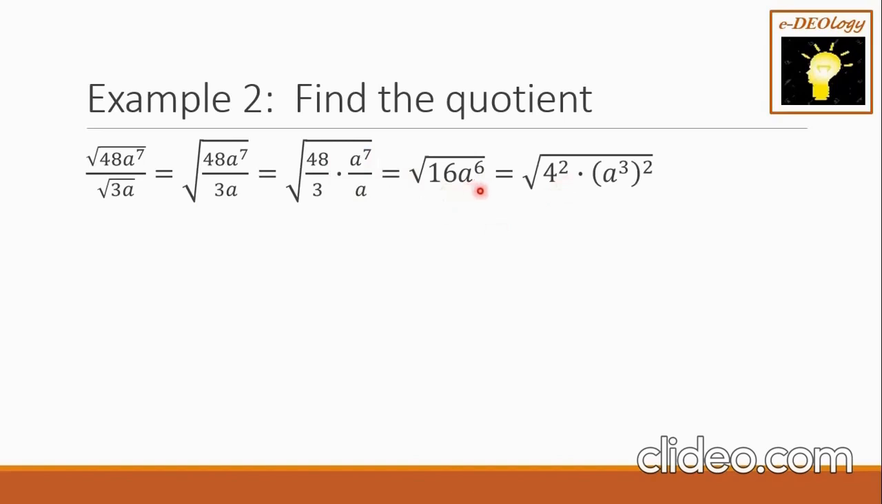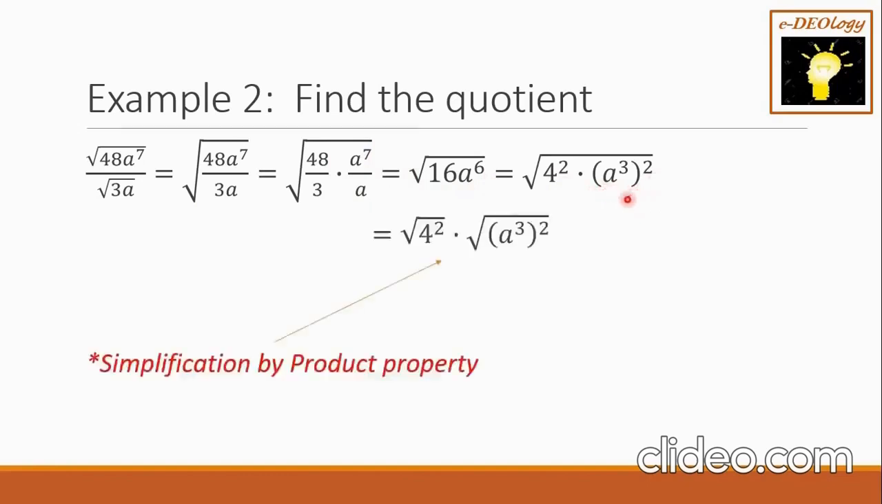And then for the a raised to 6, we're going to represent this by a value with power 2. And inside the grouping symbol is a cubed. Next, we're going to distribute the square root into each of the factors here. So you see we have now the square root of 4 squared times the square root of the square of this a cubed.